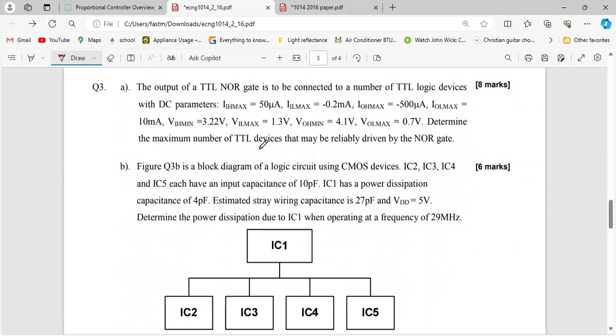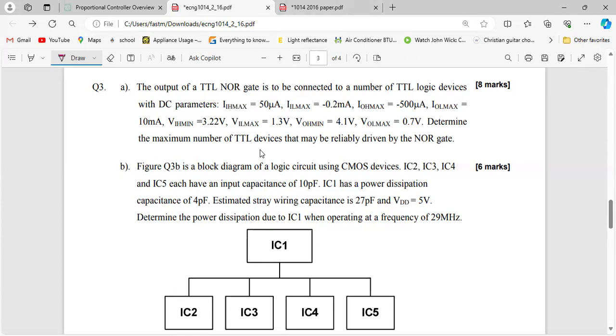similar idea. I don't know if you all did integrated circuits. So in this question, the output of a TTL NOR gate is connected to a number of TTL logic devices. From the time they say that, they want to know the minimum number of TTL devices you need, or the maximum, depending on which one they choose. If you say minimum or maximum, it's the same working. It's never going to change.